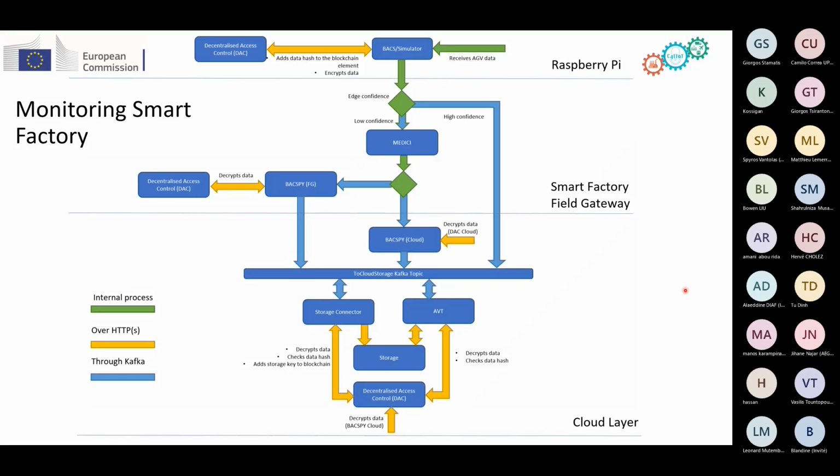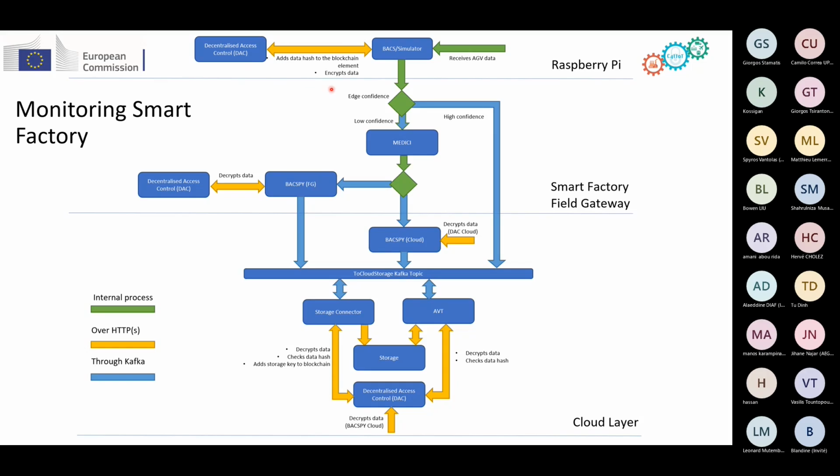Now moving on to the smart factory monitoring. The flow here is almost the same. But in this case, the edge, of course, is not mobile devices. They are the automated guided vehicles, which send their data to the Raspberry Pis. There, the data are again evaluated by the BACS module. But in this case, the data is added to the blockchain element of the decentralized access control on the edge, on the actual edge.